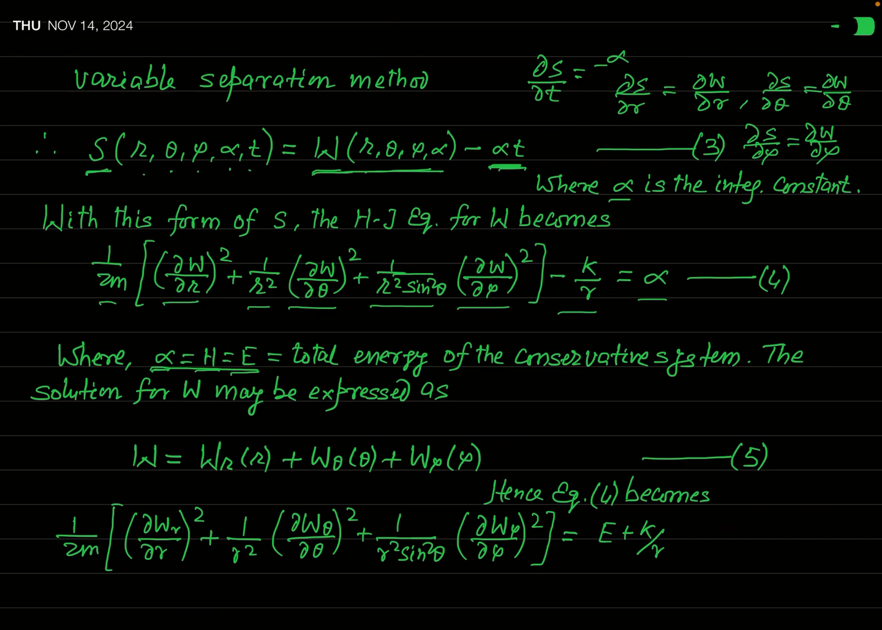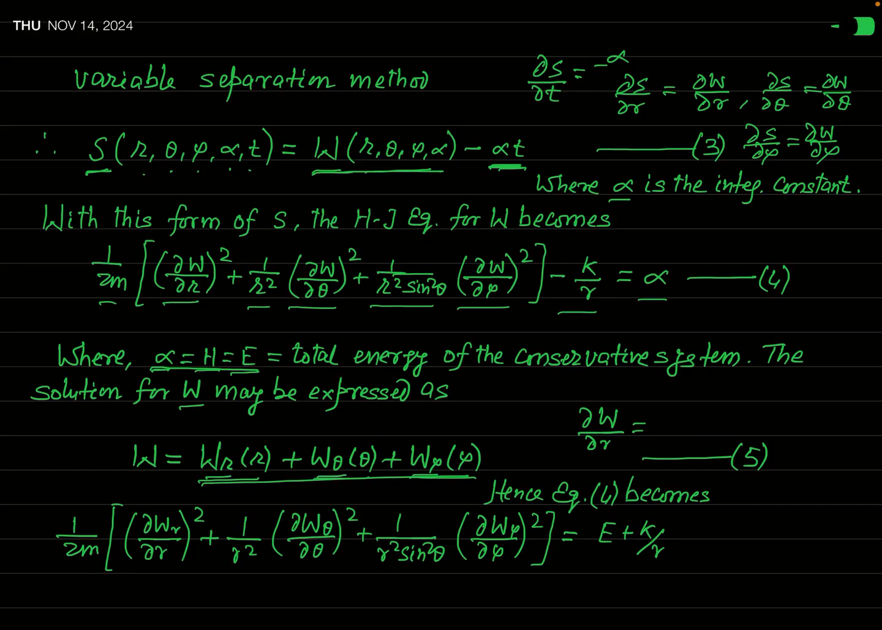Now if you want to write the solution in terms of W, this W will then simply be equal to W_R of R plus W_theta of theta plus W_phi of phi. And therefore this equation number 4 now becomes what? When you find del W by del R, let us see here, you have to find the partial derivative of this RHS with respect to R. But you can see W_R is only a function of R.